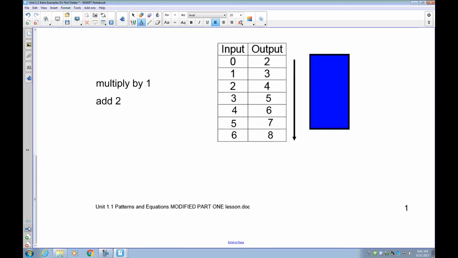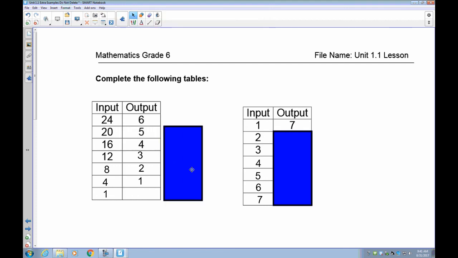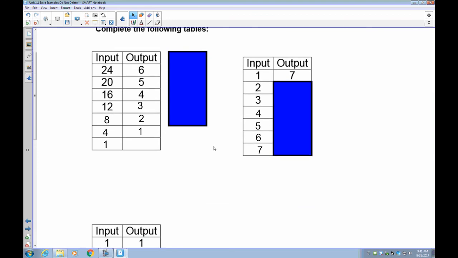All right, next one. Here we go. I want you to try this one here. 24 to 6, 20 to 5, 16. So pause the recording and see if you can find that rule. Okay, so what is our output rule here? This time we're going down by 1. Okay, this is a difficult one. Because you look at your input over here, it is going down by 4s. So we have a problem here.